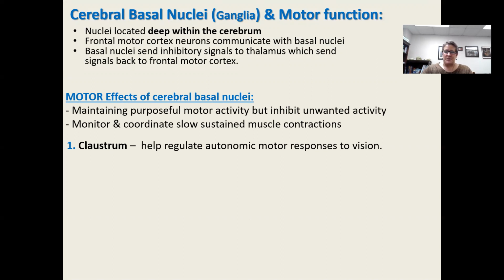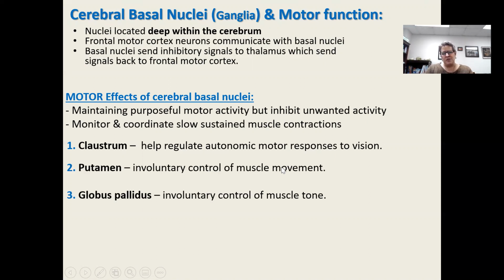Okay, the corpus striatum. What you see provides feedback through this nucleus in your cerebrum, and then it communicates with other parts of your brain like your motor cortex to make subtle responses based on what you see, and it's very important. Now, the putamen and globus pallidus, very vague descriptions. One is for muscle movement, involuntary control, and one's for muscle tone or tension. That's not very informative, but that's what they do.